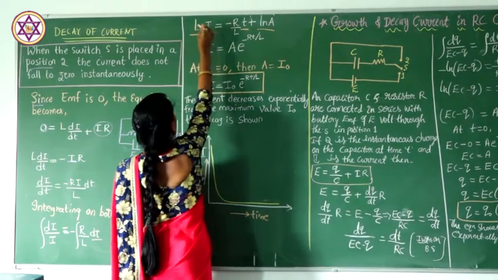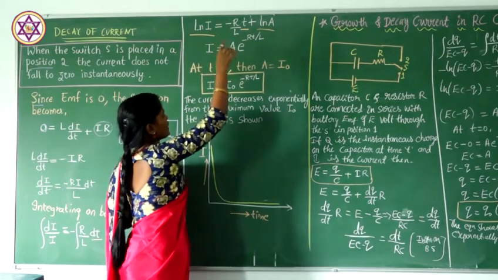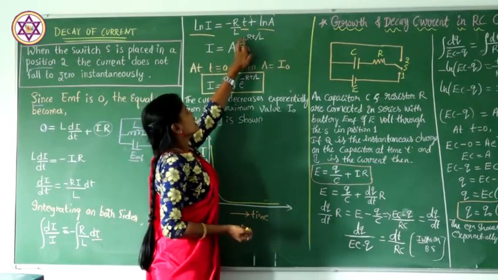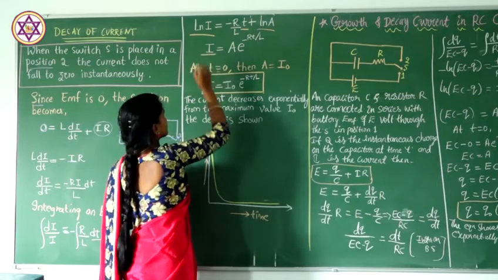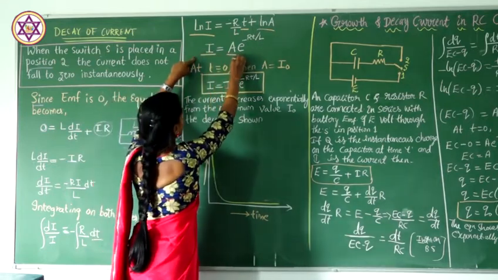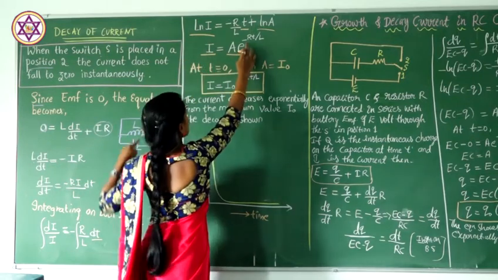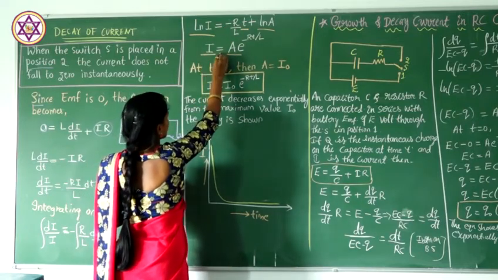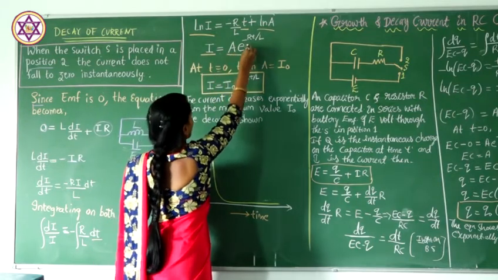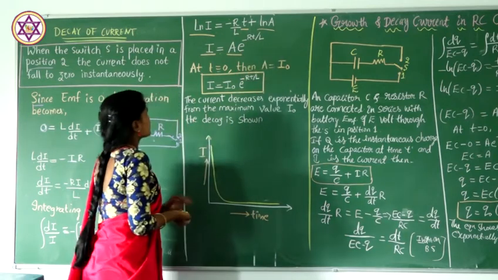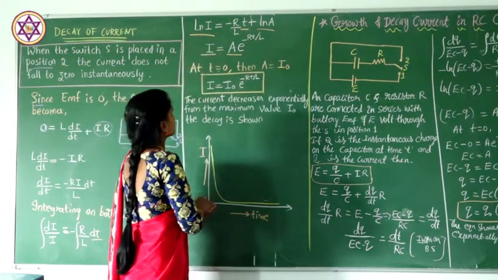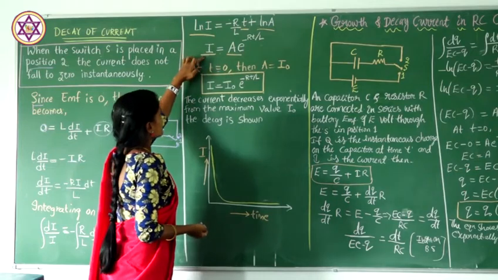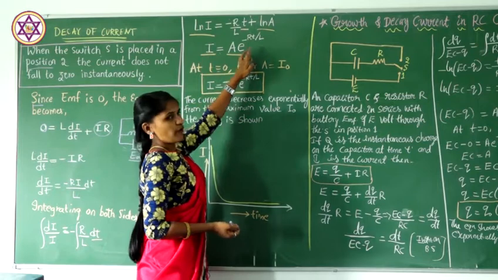So ln I is equal to minus R by L into t plus ln A. We can write it as I is equal to A into e to the power of minus Rt by L. Equivalently, ln of I by A is equal to minus Rt by L, and the final equation is I is equal to A into e to the power of minus Rt by L.